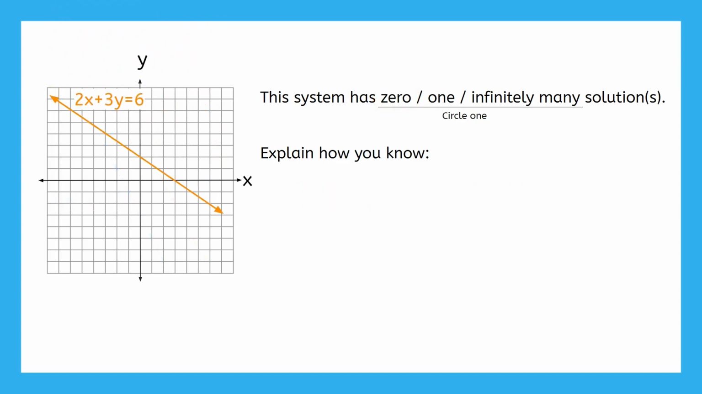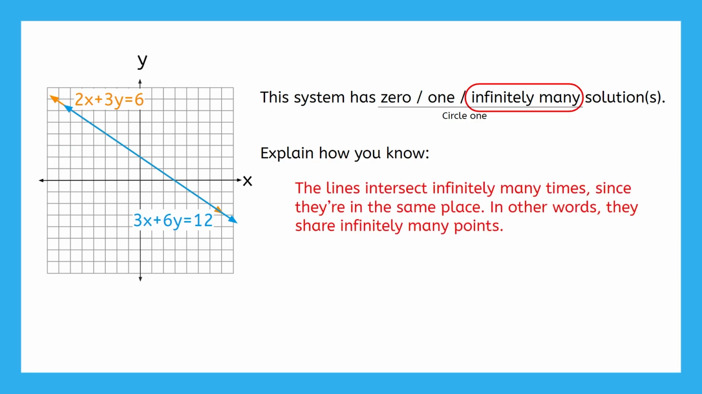Now, what about this final graph? It may look a little strange to have two lines graphed in the same place, but since they are, how many points do they have in common? Yeah, every point on these lines can be thought of as an intersection, or a point that they have in common. This means that there are infinitely many solutions to this system, including these points and infinitely many others. So for my explanation, I wrote the lines intersect infinitely many times since they're in the same place. In other words, they share infinitely many points.